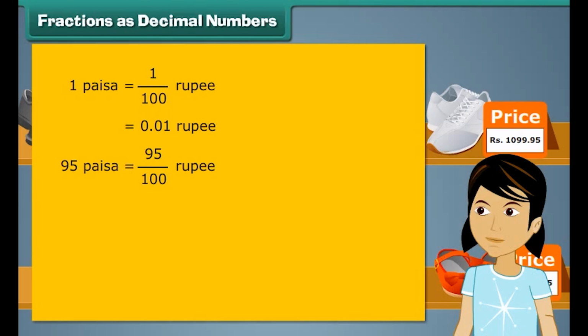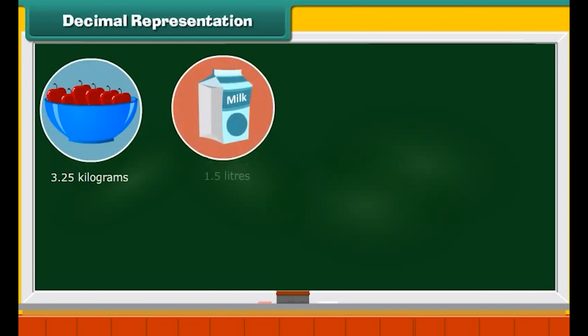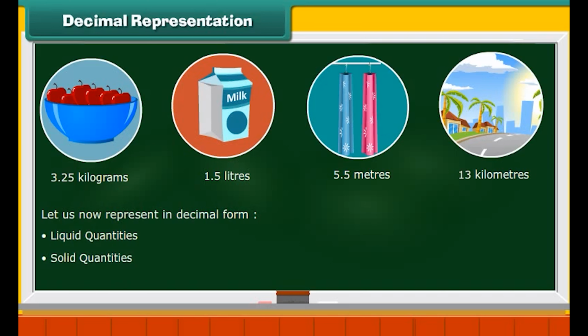We can express 95 paise as 0.95 rupee. Therefore, the decimals in the footwear prices stood for paise. When the value of an object is expressed in terms of money, the decimal represents paise. Decimal representation. In real life, we use decimals extensively to express quantities and lengths. Let us now represent in decimal form: liquid quantities, solid quantities, lengths.